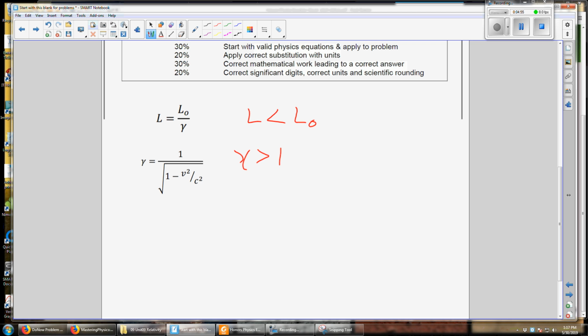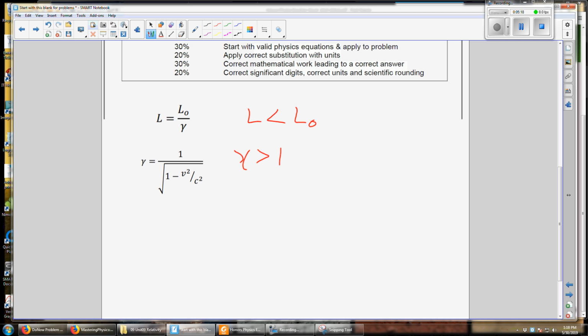Yeah, always bigger than 1. We went through that in the example problems. Because v is always less than c, therefore 1 minus that is always less than 1. Square root of something less than 1 is less than 1. 1 over something less than 1 is greater than 1.